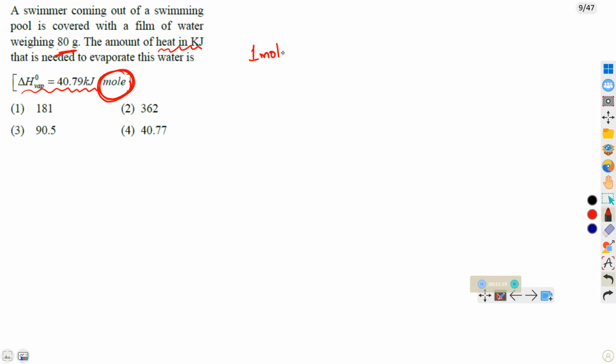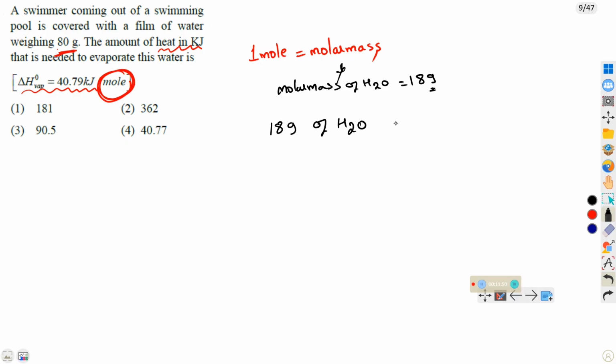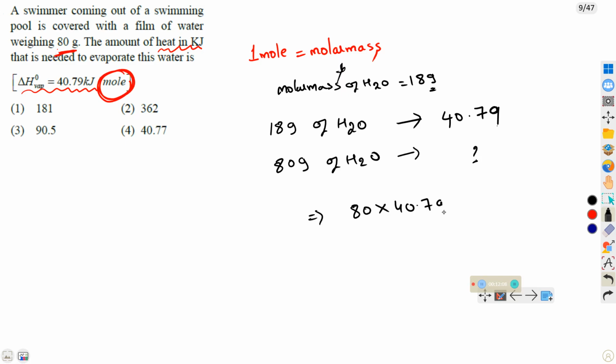We know that 1 mole is equal to the molar mass. Molar mass of water is equal to 18 grams. So for 18 grams of water, 40.79 kilojoule per mole of heat is required. Then for 80 grams of water, how much heat? 80 into 40.79 divided by 18. Simplify, you will get 181 kilojoules needed. First option correct.